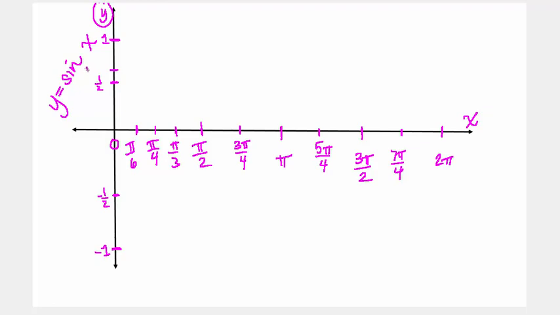So I'll label that root 2 over 2. And then root 3 over 2 is a little bit above that. As a decimal, it's about 0.87. So again, I'll label that carefully here, root 3 over 2. You can tell these get cluttered quickly, so I'm just trying to keep it at the basics here.